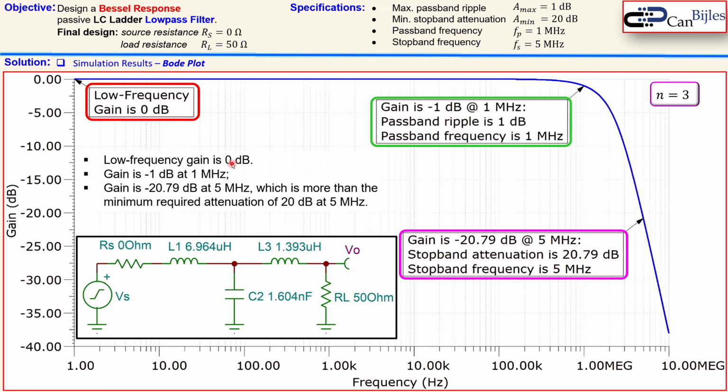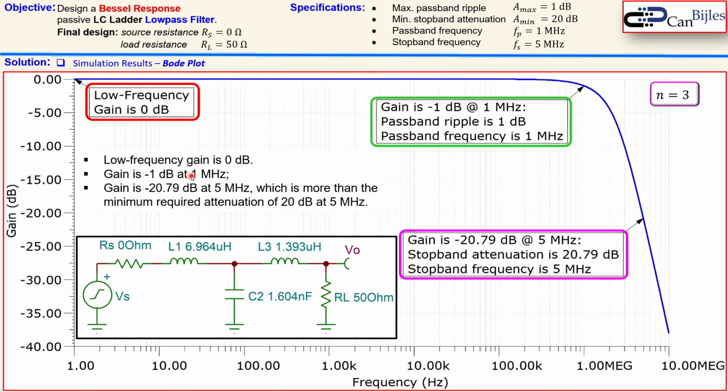Low frequency gain is 0 dB. Is this correct? Well, if you look at low frequencies, the capacitors are open and the inductors are shorted. And you see here actually RL divided by RS plus RL. Since RS is a short, you actually get the complete input signal to the output. So the gain is 1, which means 0 dB. So this is indeed correct.